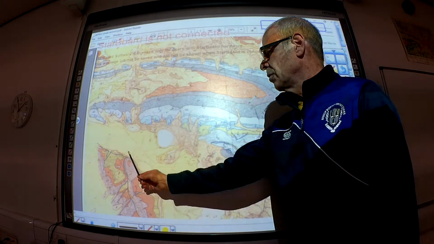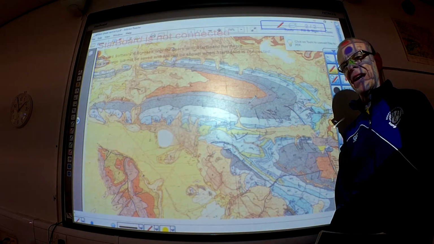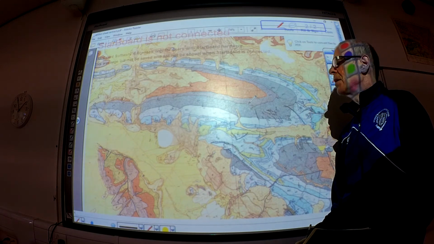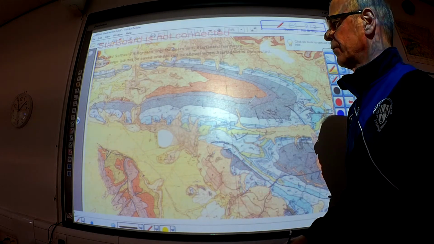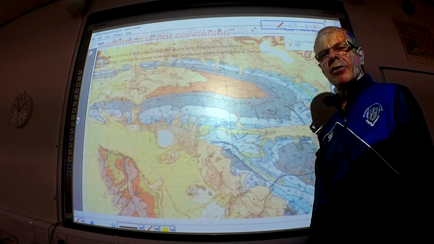Those younger rocks are not compressional features at all. They are normal faults. They are extensional later features altogether. So the Triassic rocks are very, very gently folded. They're hardly folded at all.